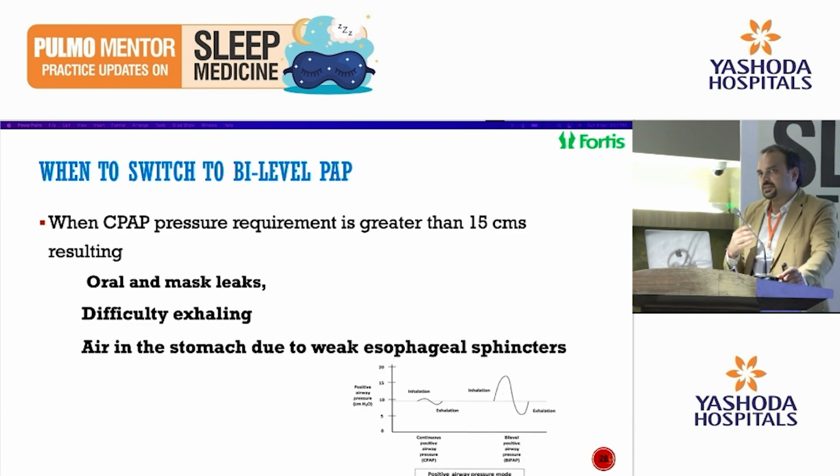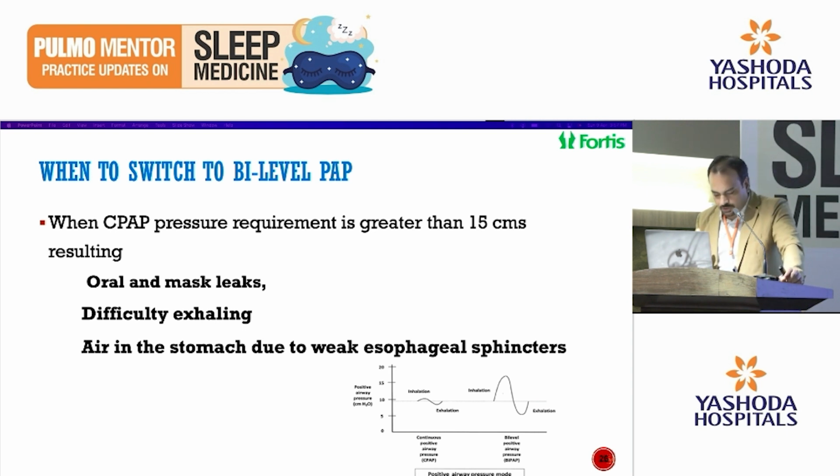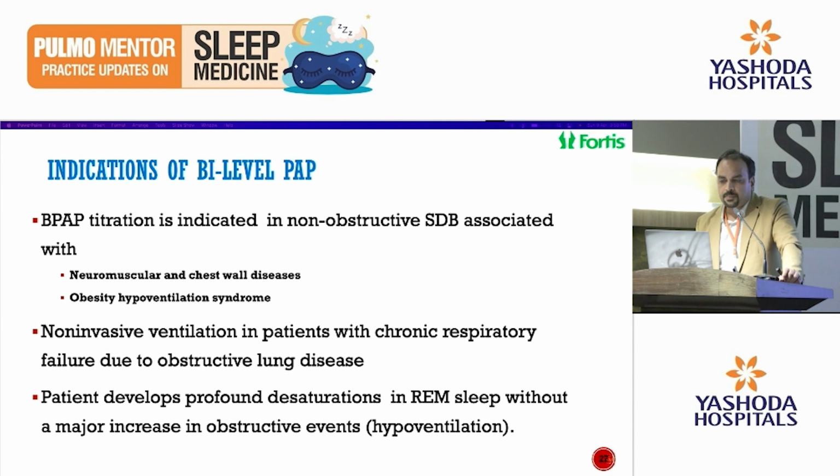And if the patient is still intolerant to your pressure, or during your polysomnographic titration you feel that the pressure requirement is more than 15, then you split this pressure into IPAP and EPAP. This is after ruling out that there is no oral or mask leak and no difficulty in exhalation. Air in the stomach can also sometimes create problems, and this is one of the reasons to split the pressure into two parts.